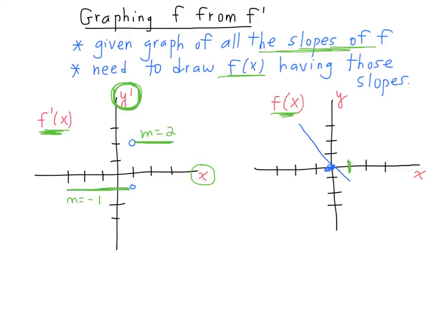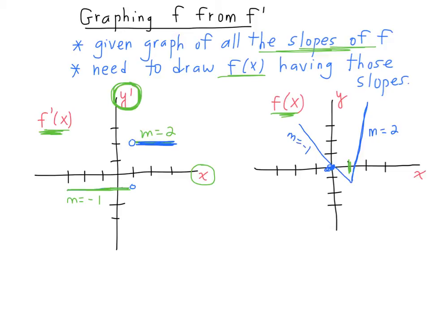And then from there, when x is greater than 1, we know the slope needs to be 2. Now let's assume we want this function to be continuous. So from there, it would turn and go up. Okay, so we'll make that continuous. Notice that it's a little bit steeper, so I'm going to label here that the slope here is 2. Over on this side, the slope is -1.